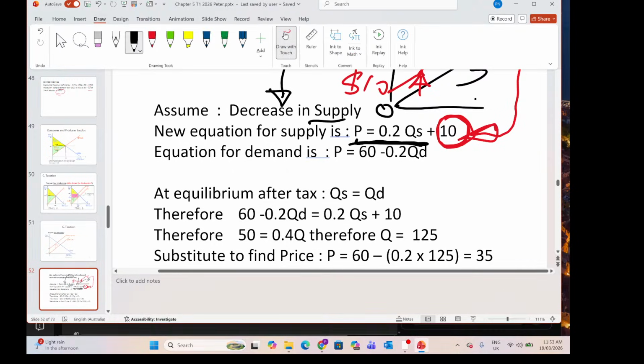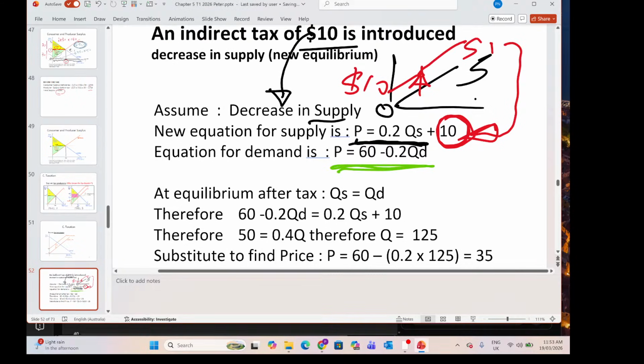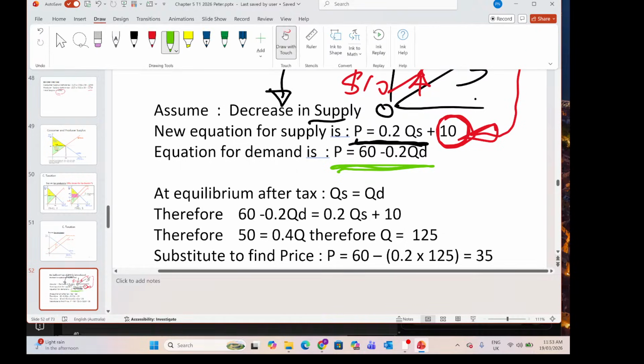As for the demand curve, what happens for the demand curve? Nothing, right? Nothing happens to the demand curve. It's the same because the supply has shifted, but the demand has not. So we then proceed to calculate our new equilibrium.